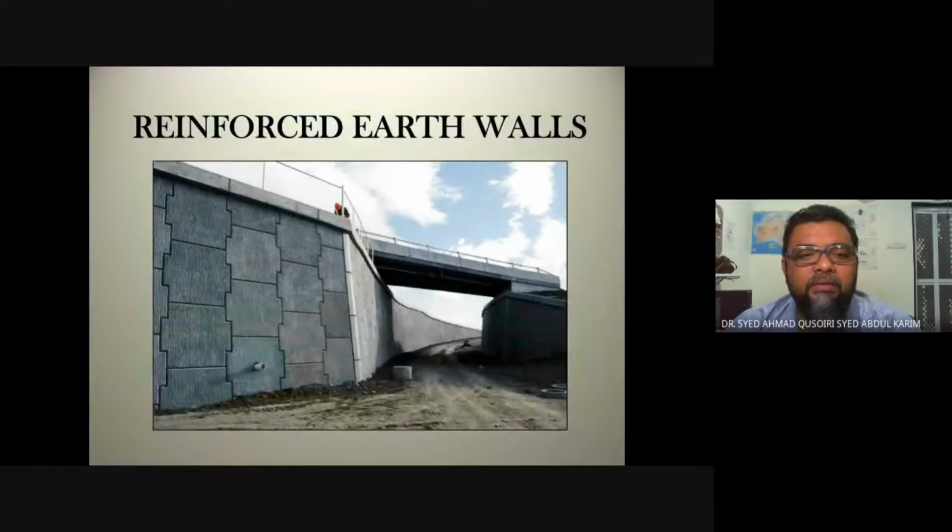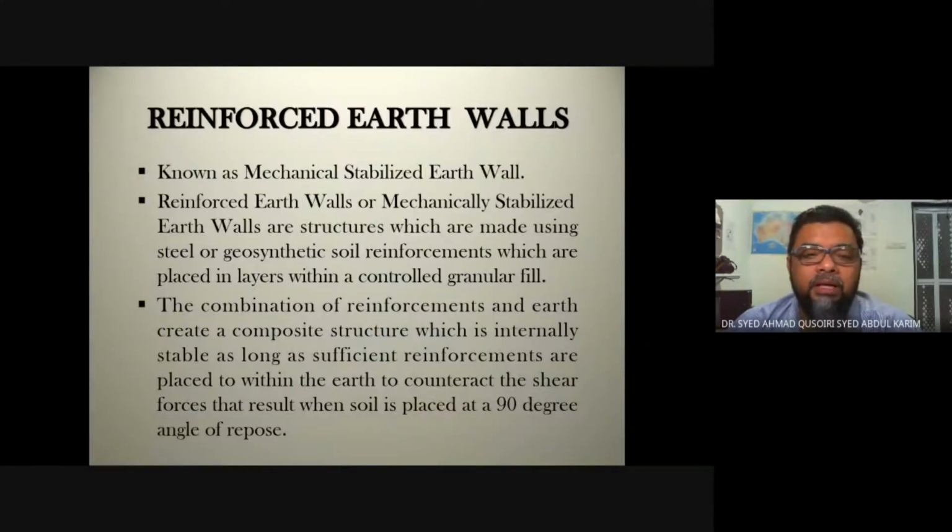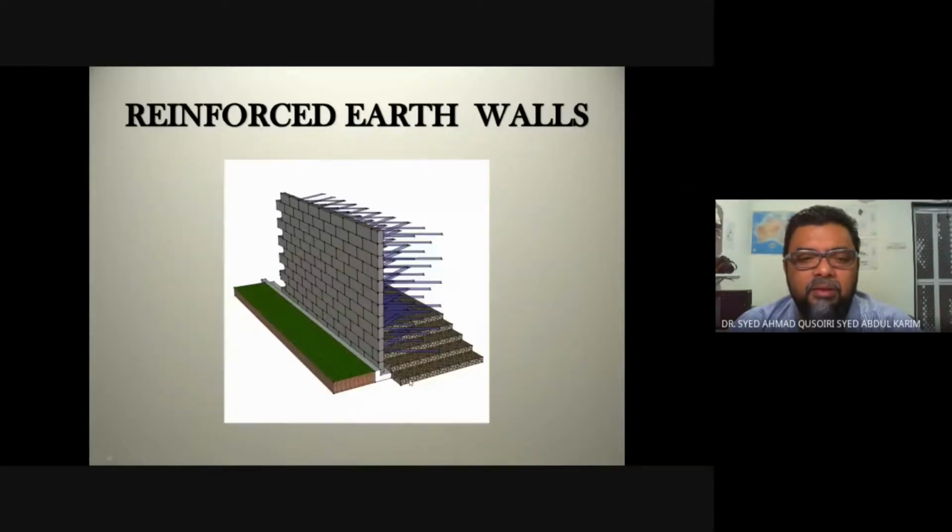Next is the reinforced earth walls. Normally we see this when there's a flyover. They are known as mechanical stabilized earth walls. They are structures which have been made using steel or geosynthetic soil reinforcement, which are placed in layers within a controlled granular fill. So it's something like this.